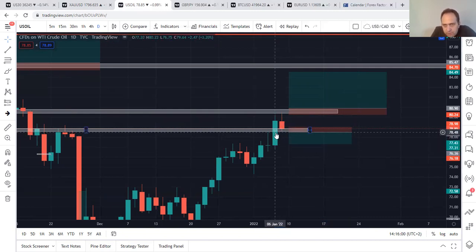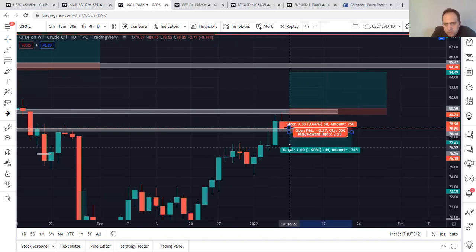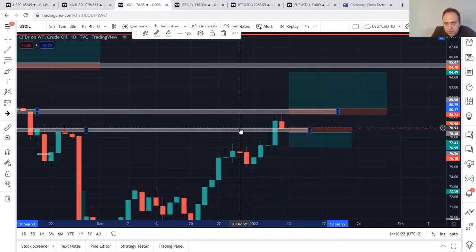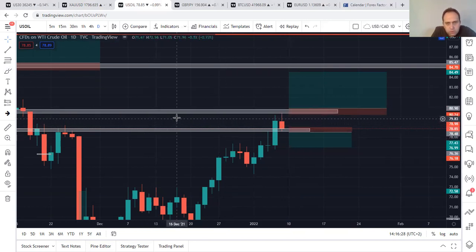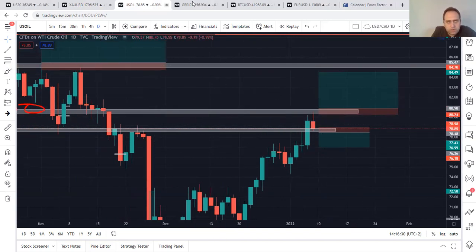So, 78.48. 78.38 TP1. 78.07 TP2. 77.72 TP3. We have a resistance here at this level, TP3, and TP4 will be at the lowest one, 77.77. Okay, stop loss 78.93, last swing. Risk to reward almost 3, which is very nice also. Okay, this is for oil.